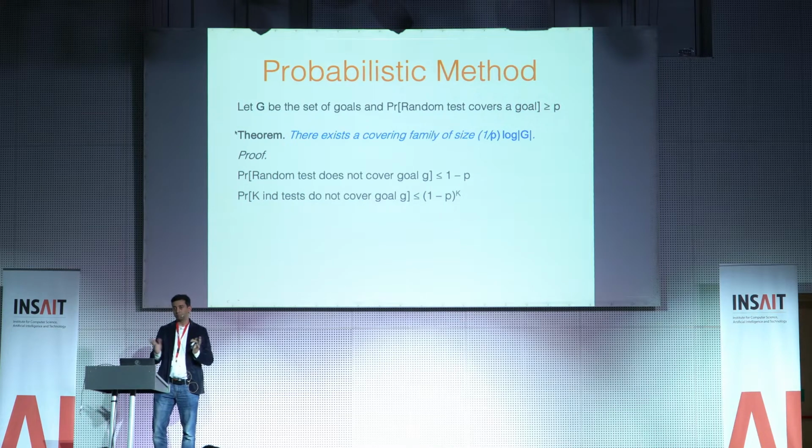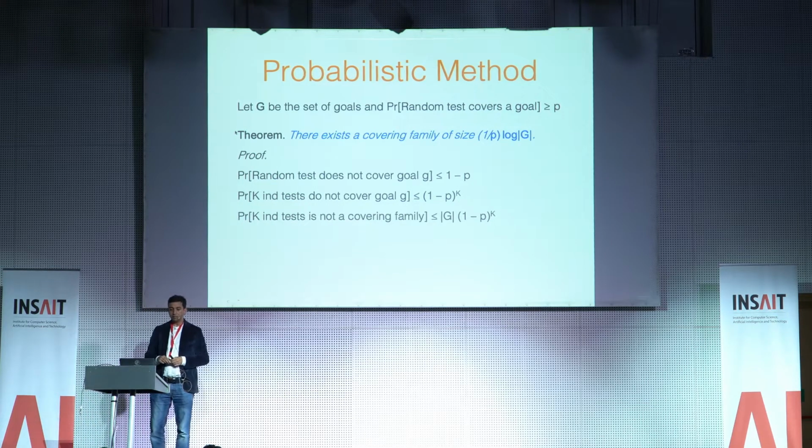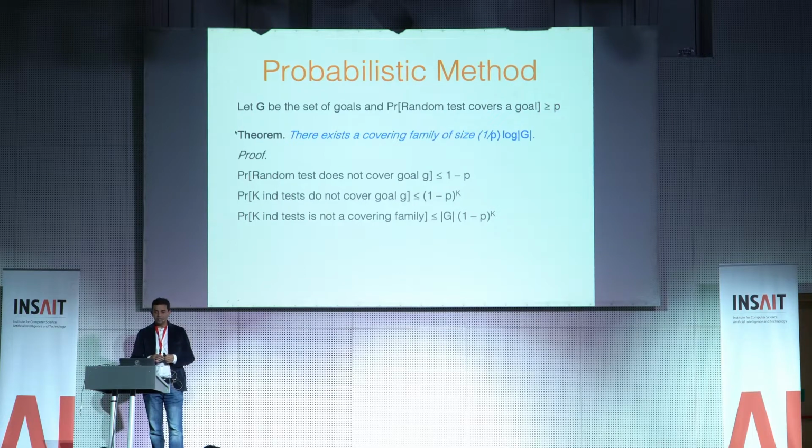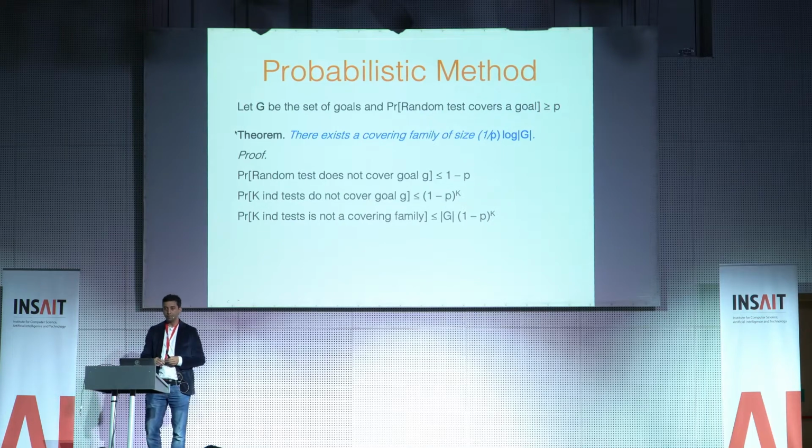Okay, just probabilities, right? Independent choices. Which essentially means that if I pick k independent tests, the probability that this is not a covering family is bounded by the number of coverage goals times (1 minus P) to the k. This is just the union bound, right? Because k independent tests is not a covering family if there exists one of these goals that is not met, and the probability of that is G times (1 minus P) to the k.